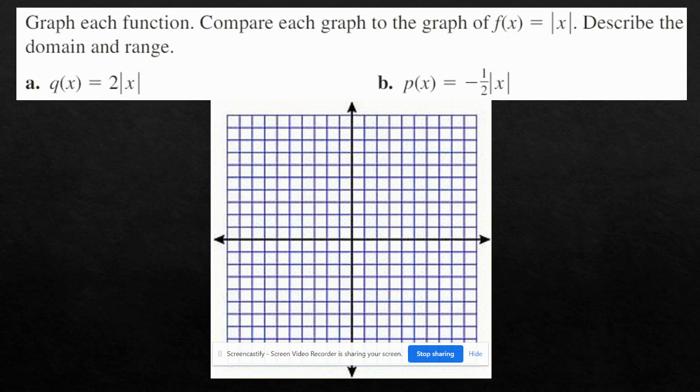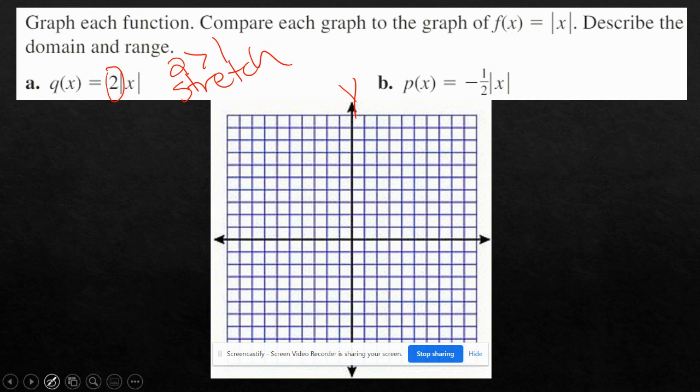All right, so if I'm looking at A, this 2 in the front here, because 2 is more than 1, means that this is a stretch. It's stretching the arms of that parabola up towards the y-axis. Remember, the y-axis is here, so it's getting closer and crowding that y-axis.